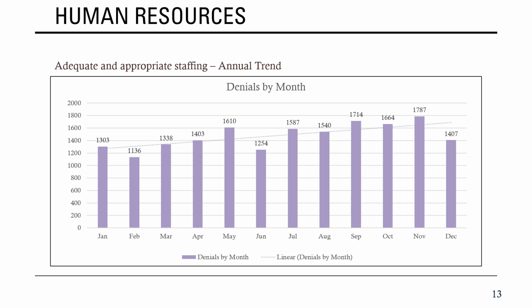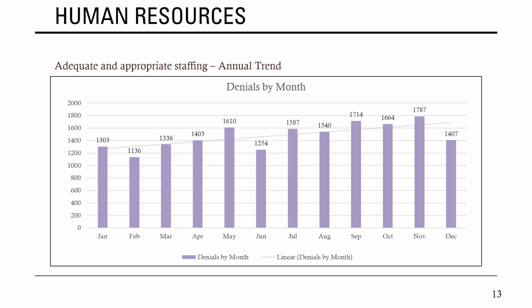So in this one, we've got our monthly denials by month. That's our solid bars up and down. And then our dotted line is our trend line. And if we follow the dotted line from January through December, we can see that line is creeping up. So we know by denials by month that our number of denials are increasing.